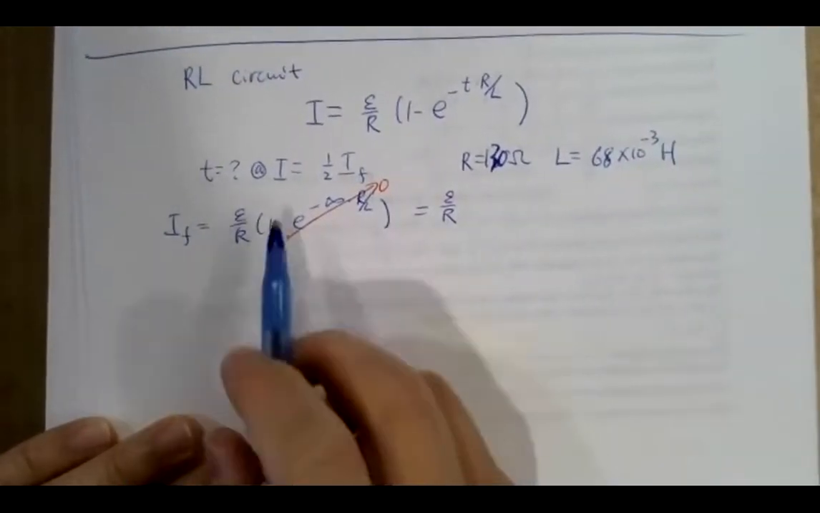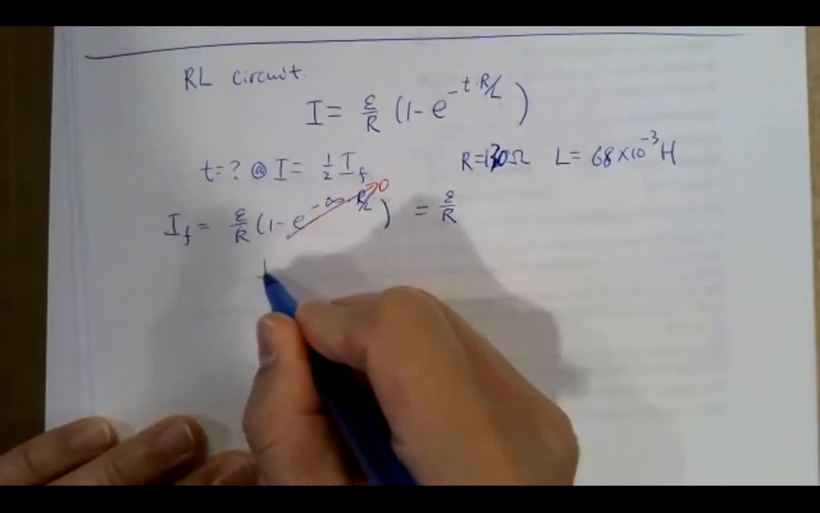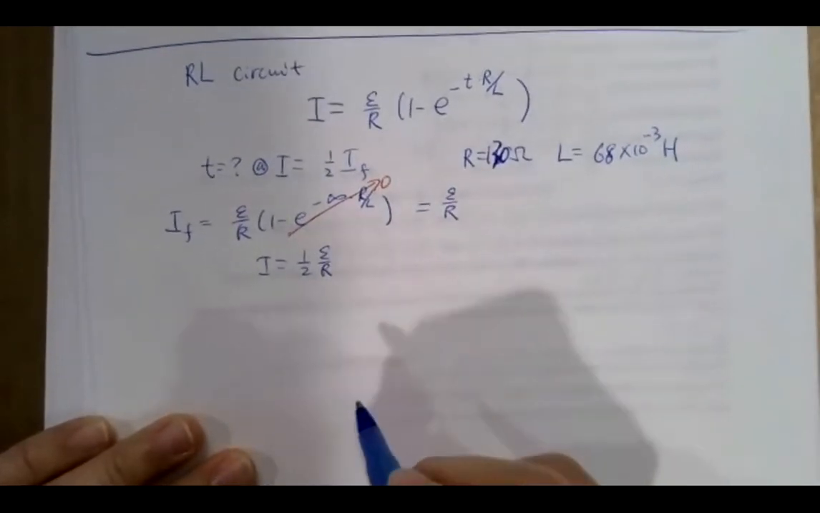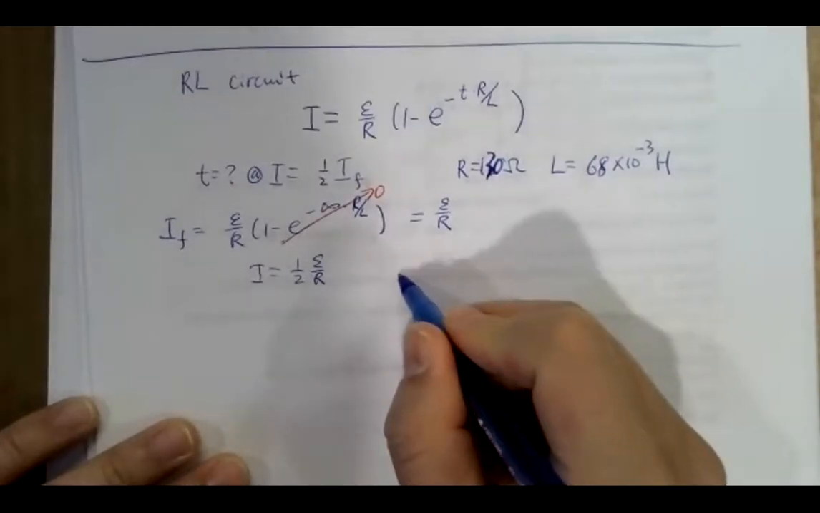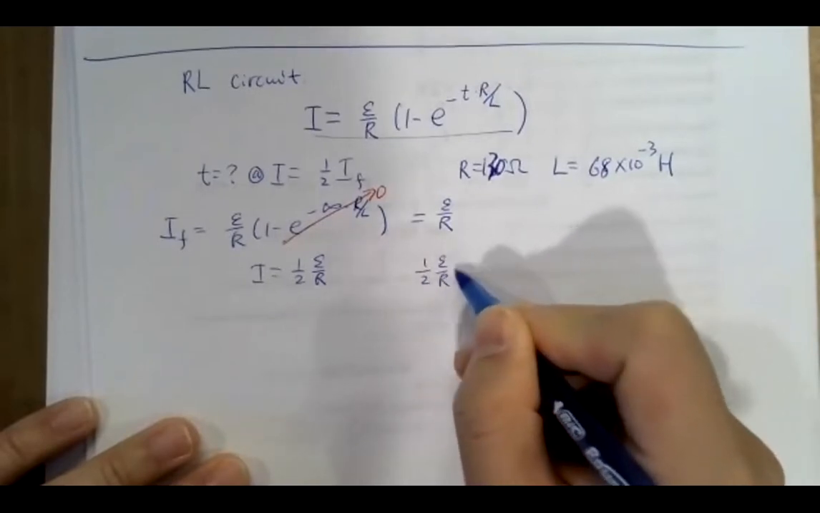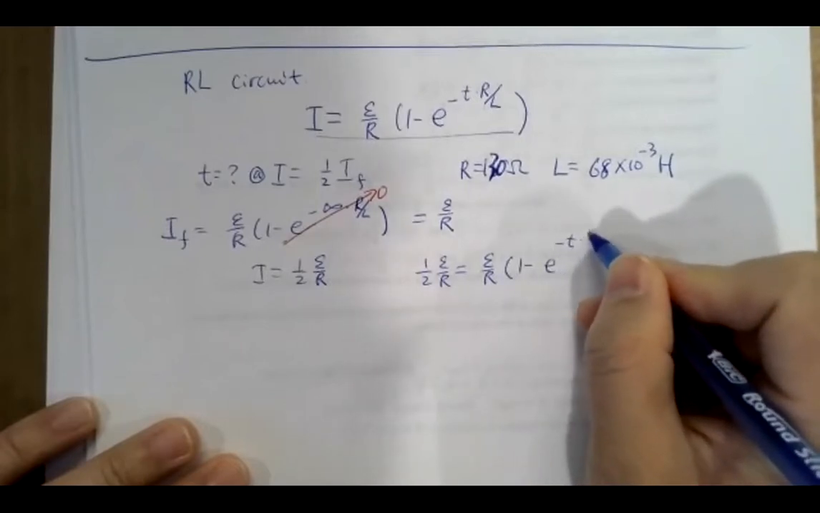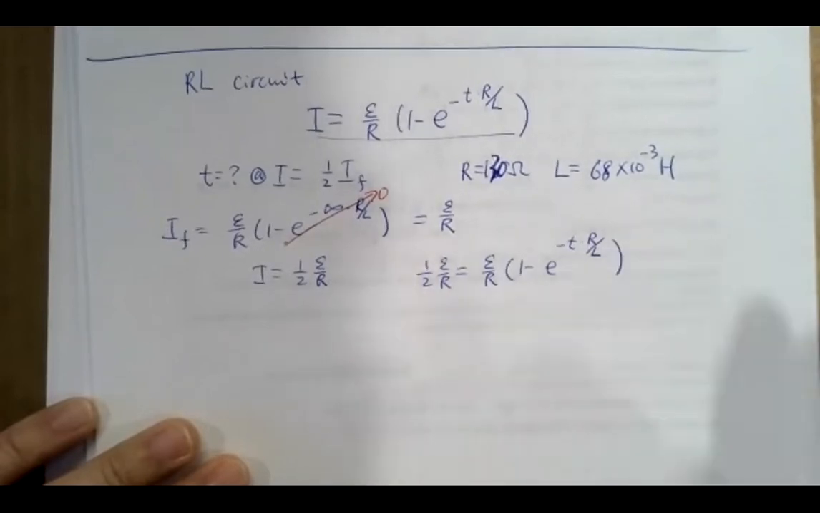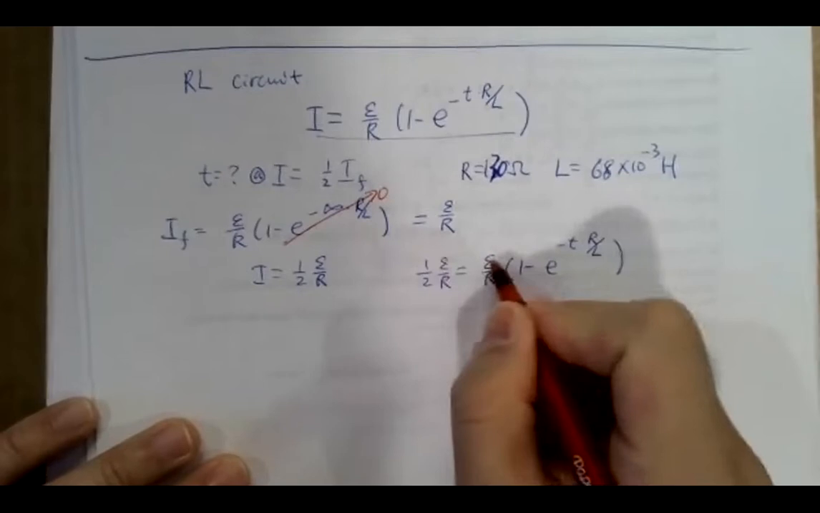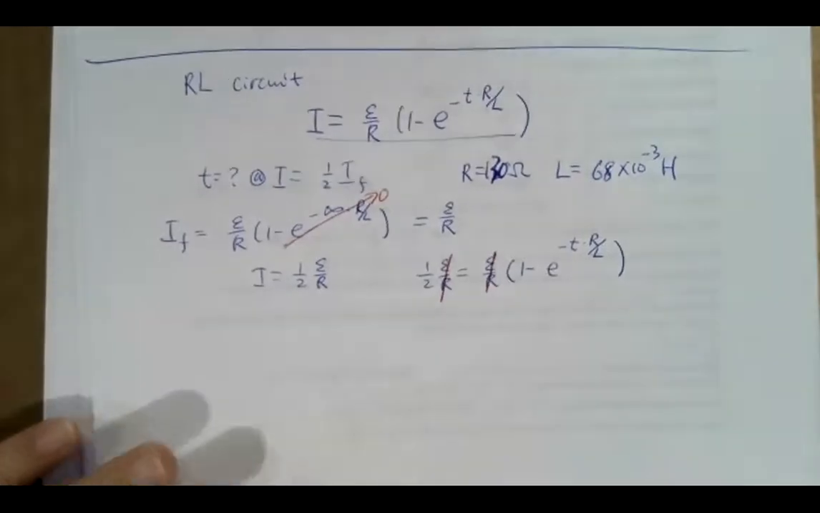All right. Now you're looking for when this I is equal to half of your final. So that means your I is equal to half of epsilon over R. Okay, so that's what you're looking for, the time at that point. And now you can take a look at this equation back here. So your I is 1/2 epsilon over R, which is equal to epsilon over R times 1 minus exponential of minus t times R over L. Okay. So it turns out you do not have to know the epsilon because epsilon over R will cancel out on both sides in this case.